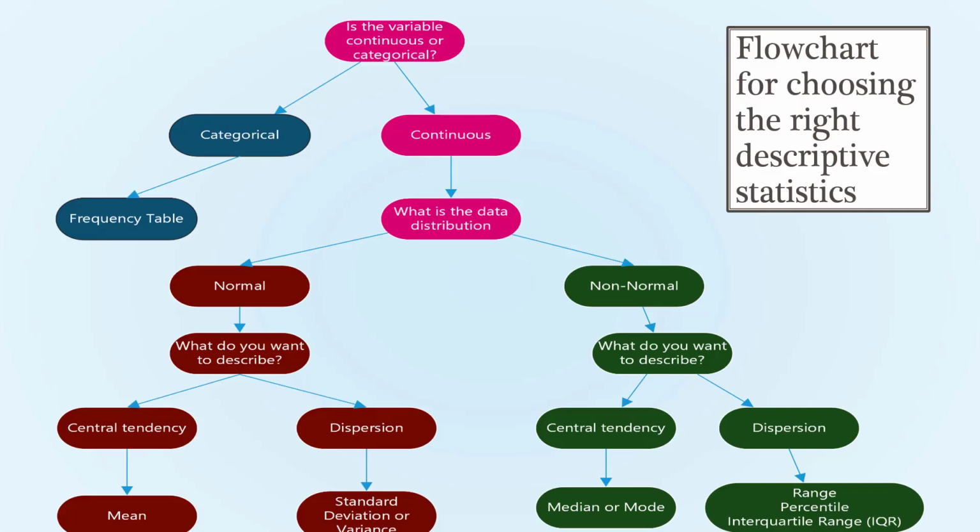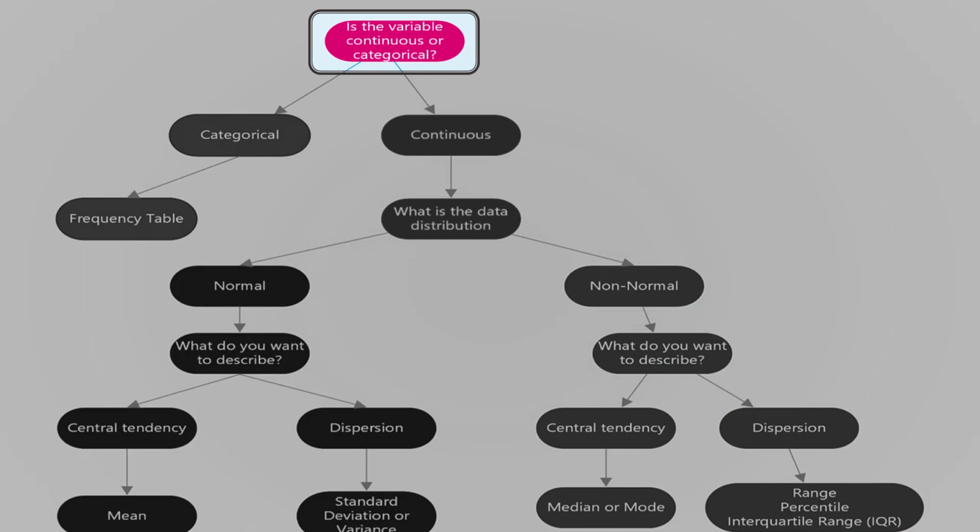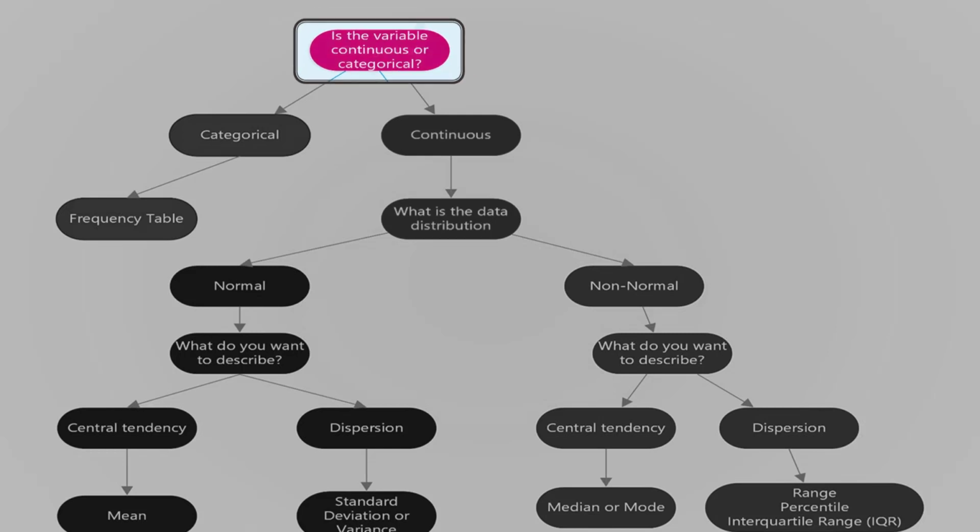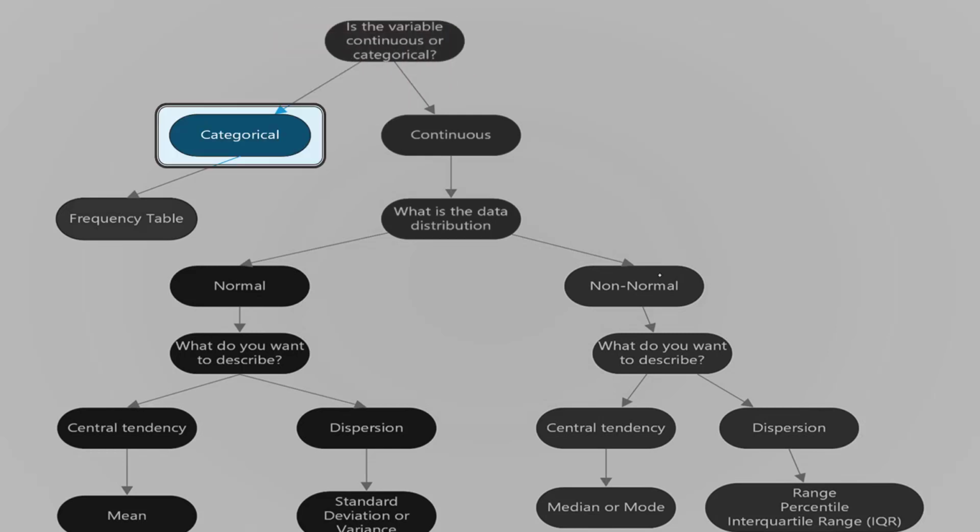Choosing the right descriptive statistics to use for a specific data set depends on a lot of factors. We will be using this flowchart to show us how we can select the correct descriptive statistics for our data set using a step-by-step approach. The very first step is to identify the type of data we are dealing with. Is it categorical or numeric? Please refer to the lecture on choosing the right inferential statistics if you want to know more about numeric and categorical data. If the data is categorical, the choice of descriptive statistics is the frequency table.